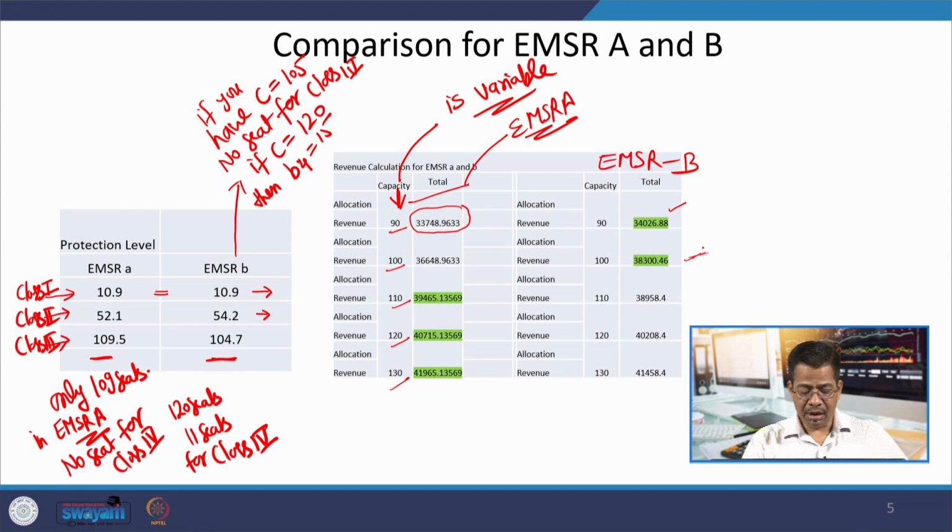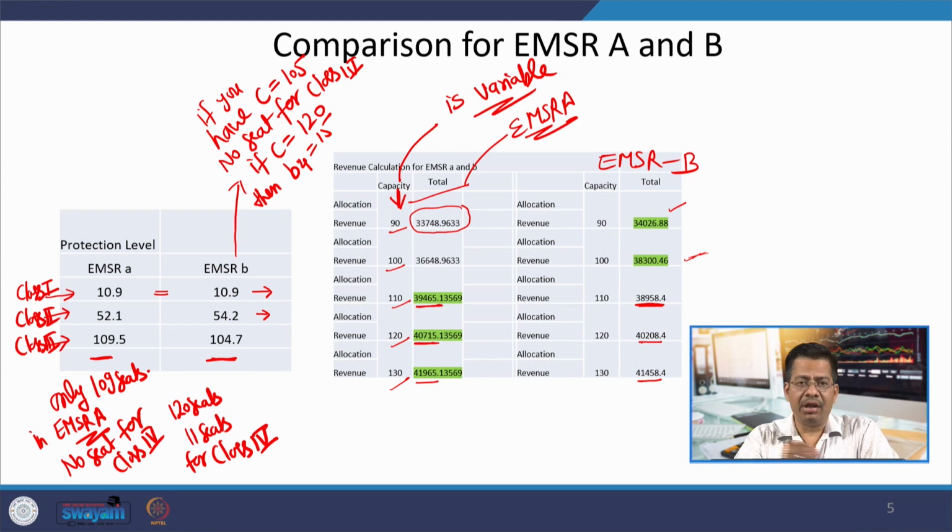It is again better. But when our system's capacity is increasing, it is 110, 120 or 130, here you see that revenue in case of A is higher than B. It was 38,958, which becomes 39,465. From 40,208, it has become 40,715 in case of EMSR A. Similarly, from 41,458, it has become 41,965 in case of A.